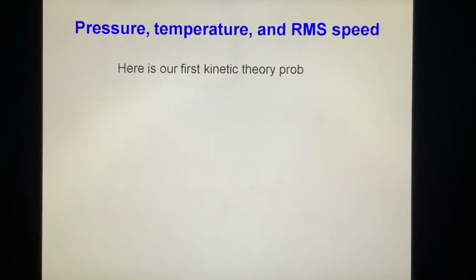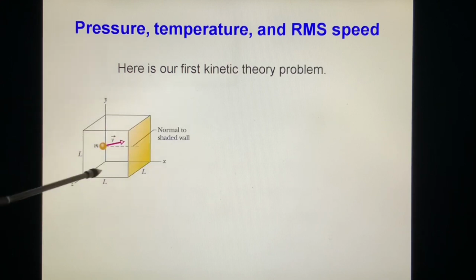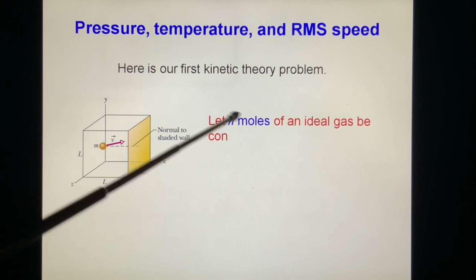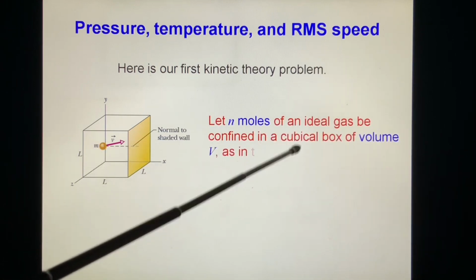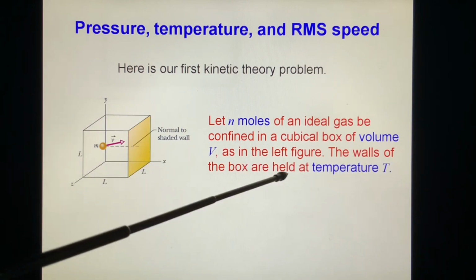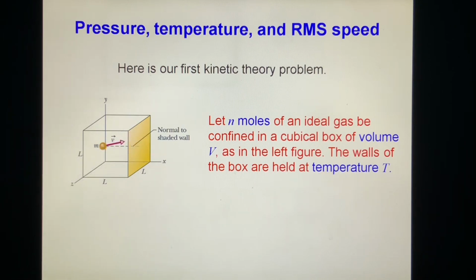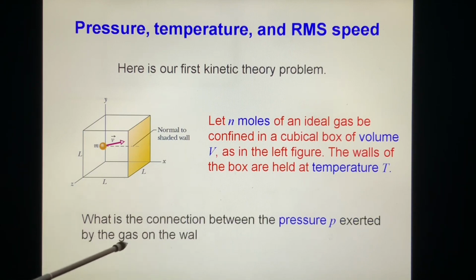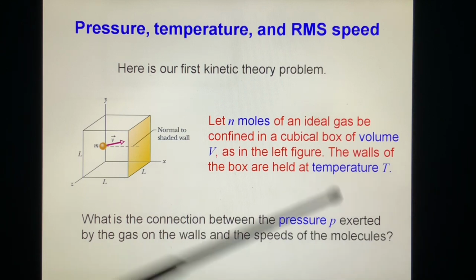Here is our first kinetic theory problem. We have a box with six surfaces of wall, in the shape of a cubical box. Inside, we have N molecules. Let N moles of an ideal gas be confined in a cubical box of volume V, with side length L, so V equals L cubed. The walls of the box have a temperature T, so the temperature is constant. What is the connection between the pressure P exerted by the gas on the walls and the speed of the molecules?